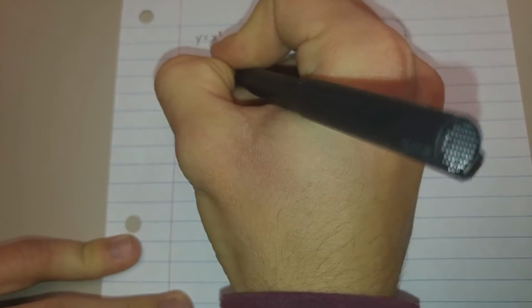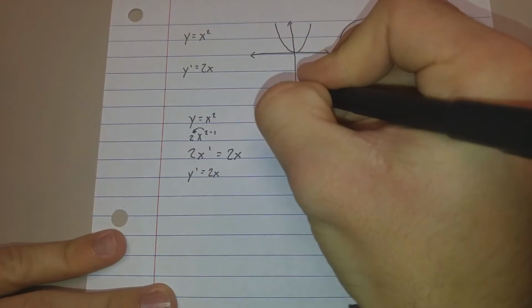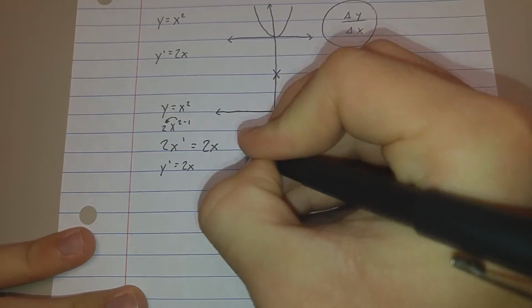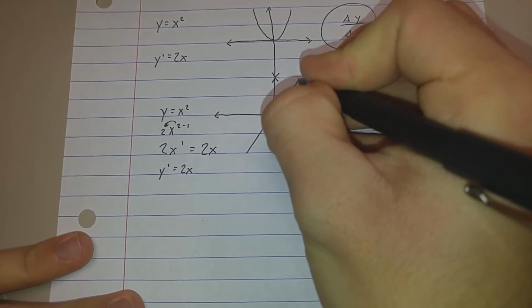Y prime equals 2x. So the graph of that is going to be a linear function with double the slope of a regular one. And if you look at it, it really is a graph of the slope of the original function. It becomes positive at the same time the slope of this becomes positive.